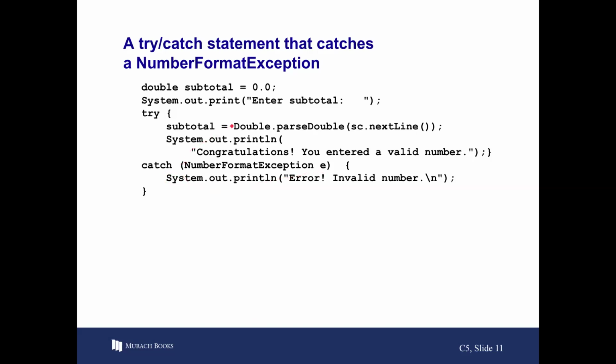So in this case, if the user enters something that does not correctly parse as a double, then this catch block will run, and we'll say, hey, you didn't enter a valid number. Now in our code, we would then maybe have this inside a loop, and we would go back and keep doing that.